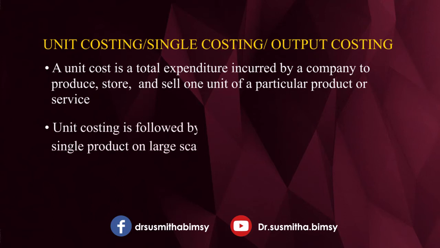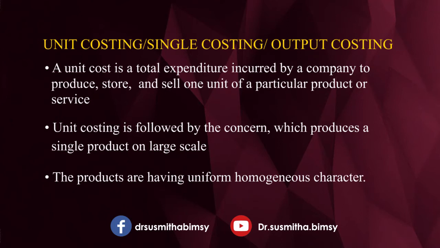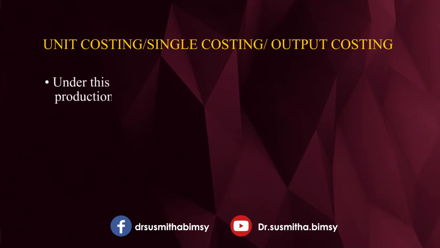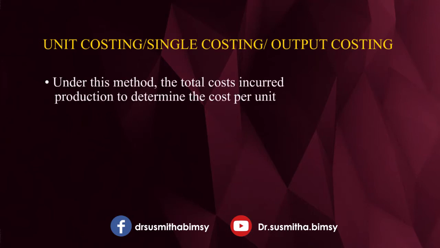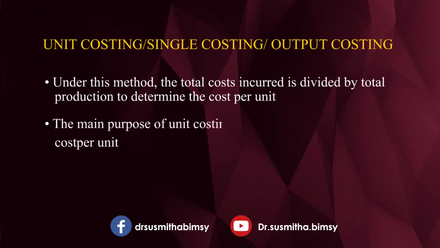Unit costing is followed by a concern which produces a single product on a large scale. The products have a uniform, homogeneous character. Under this method, the total cost incurred is divided by total production to determine the cost per unit. That is, here the cost is collected element wise, that is material, labor, overhead. The cost of each element is divided by the total production to determine the cost per unit of each element. And finally, a statement of cost is prepared. So the main purpose of unit costing is the ascertainment of cost per unit.